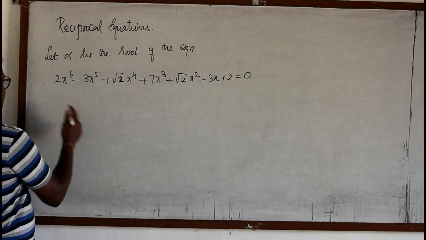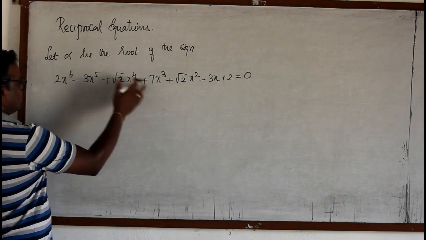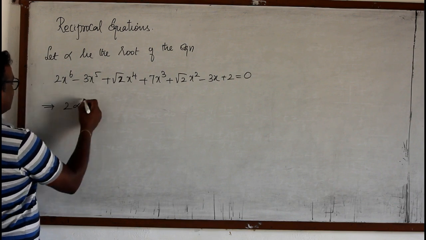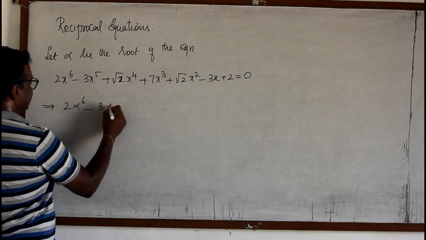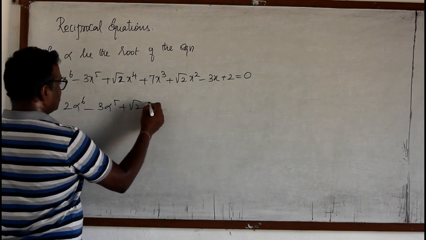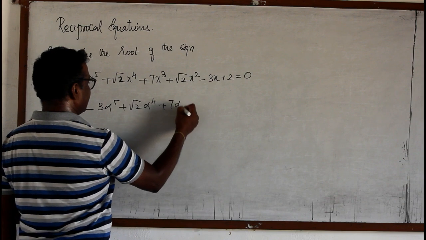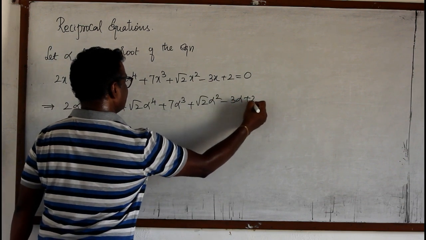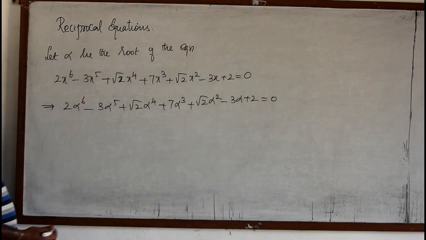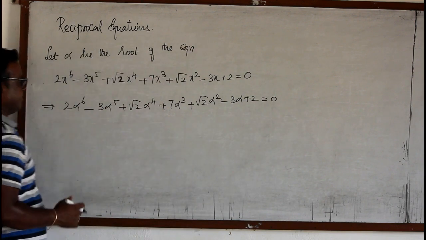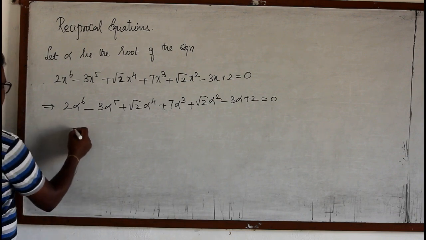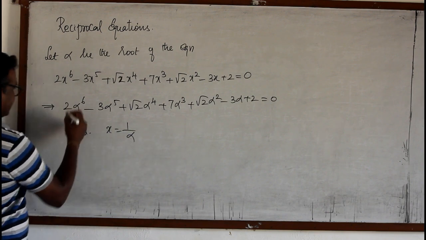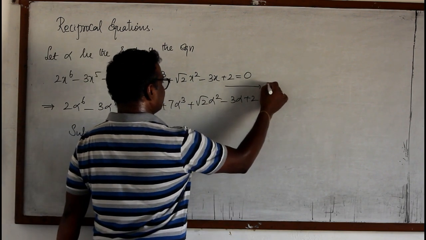Now, suppose alpha is a root of this equation, then this implies 2 alpha power 6 minus 3 alpha power 5 plus root 2 alpha power 4 plus 7 alpha cube plus root 2 alpha square minus 3 alpha plus 2 equal to 0. That means alpha will satisfy this equation.